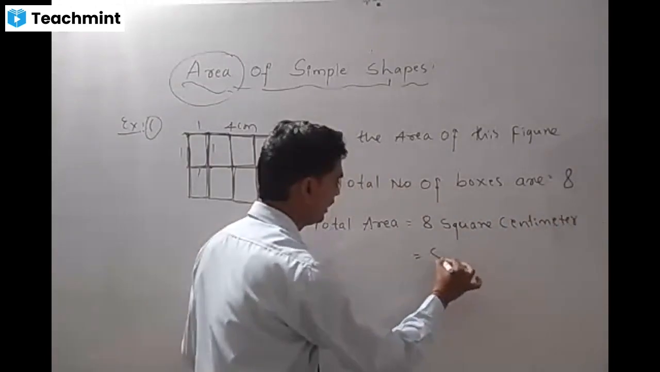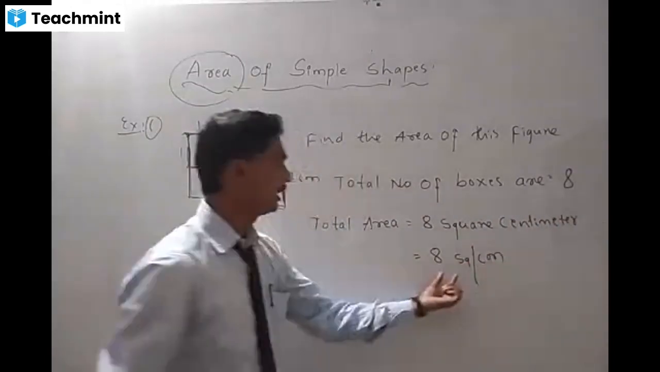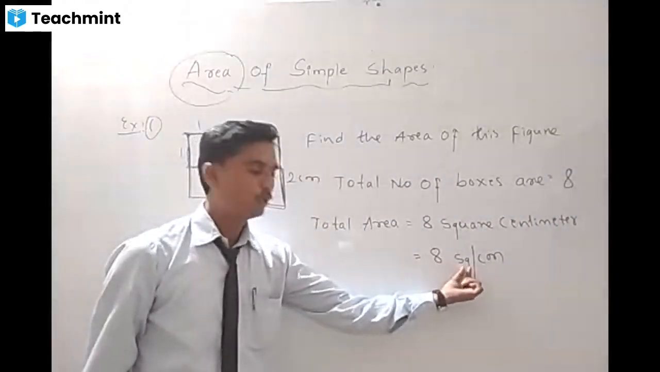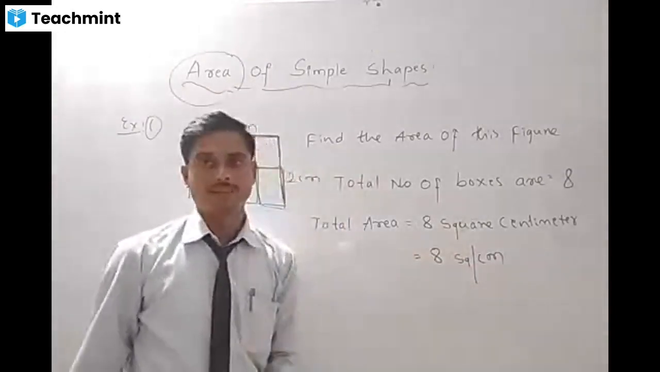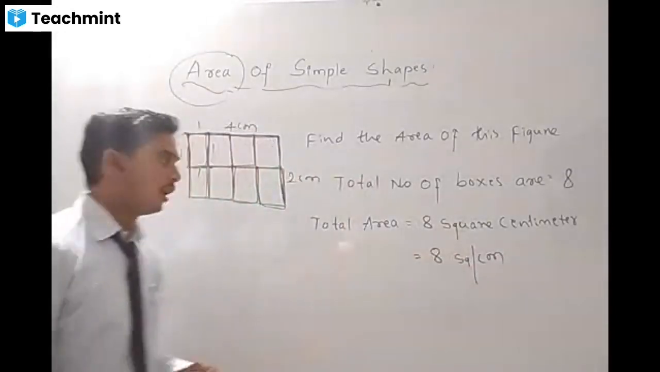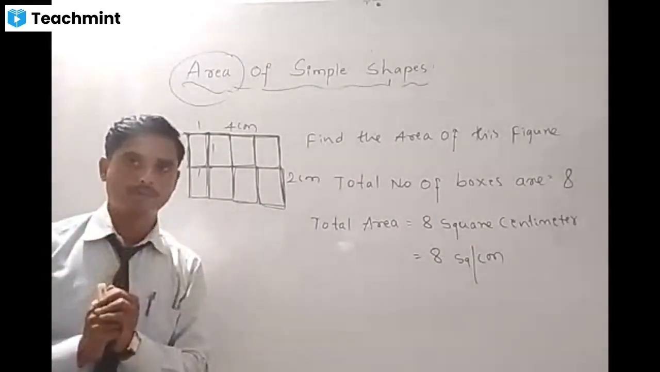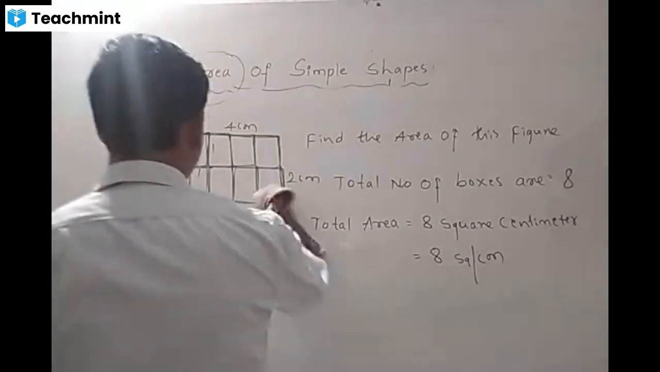Okay, 8 square centimeters. Otherwise, you should write 8 square cm. This type you have to write. No problem. Sq means square. Cm means centimeters. Okay. How to find the area? I hope all understood. Okay. Another problem I will show you.